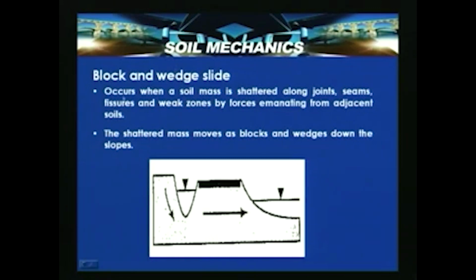Block and wedge slide occurs when a soil mass is shattered along joints and seams, fissures and weak zones by forces emanating from the adjacent soils. The shattered mass moves away as blocks and wedges down the slopes. So, this gets detached and moves away from the slope in the form of blocks and wedges.